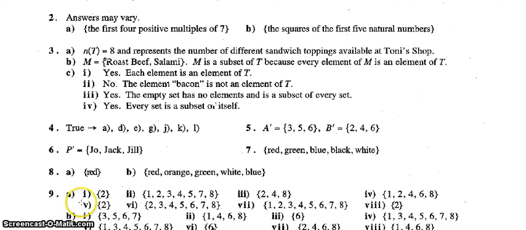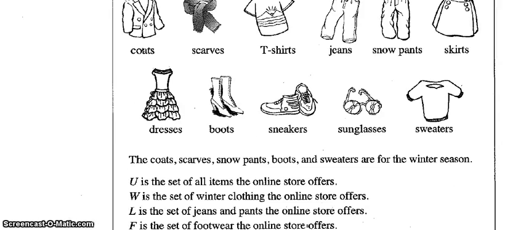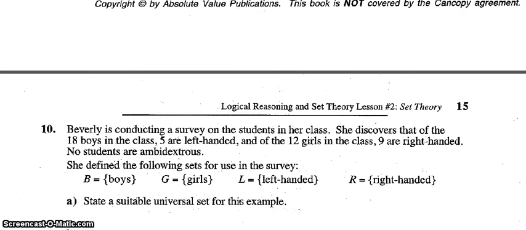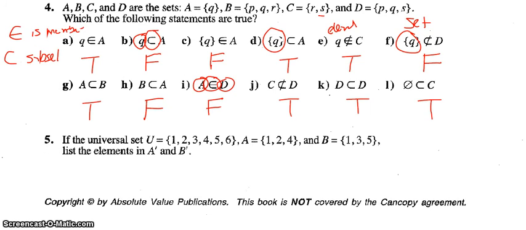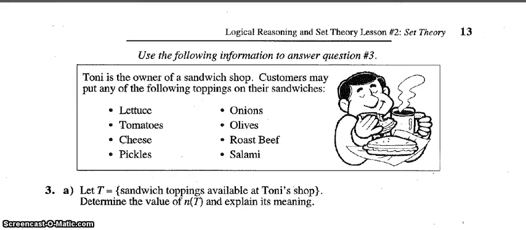So, well, they only show it this way: A, D, E, G, J, K, L. Okay, we're right. Let's go back to our notes here.